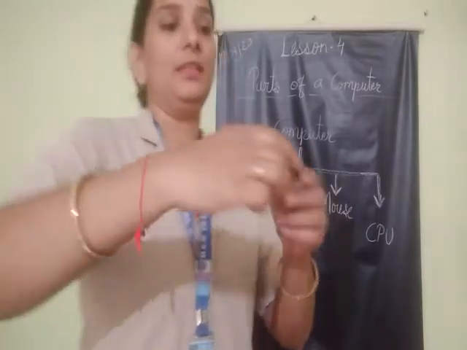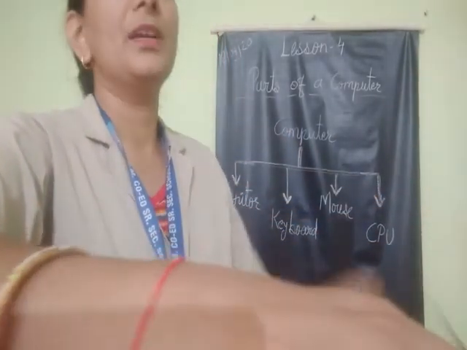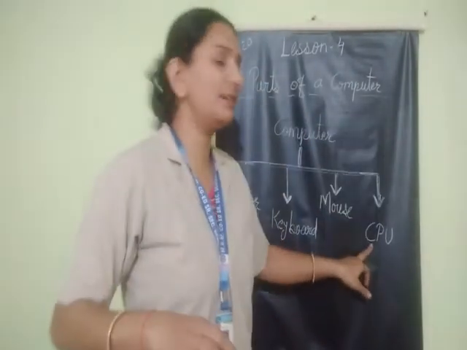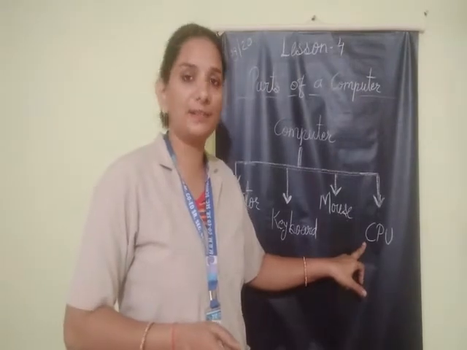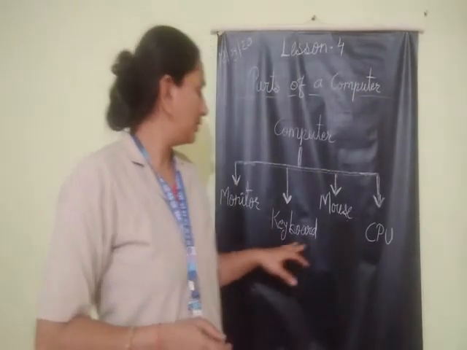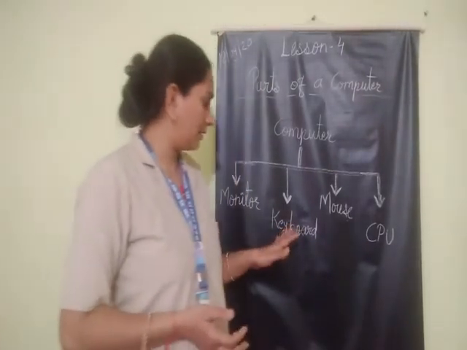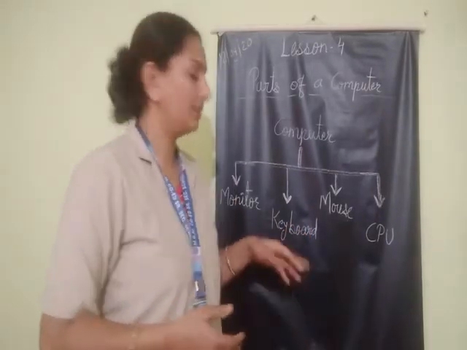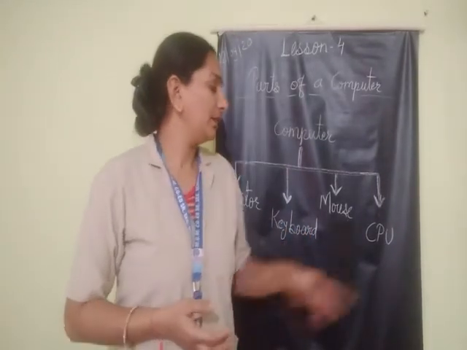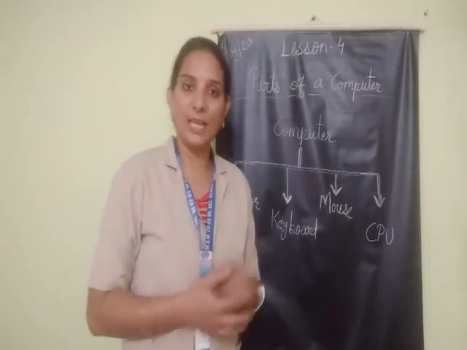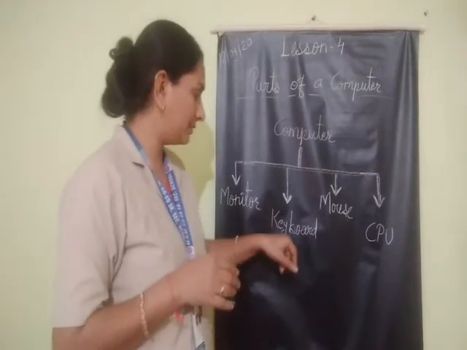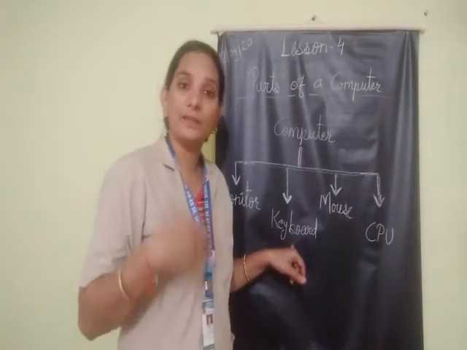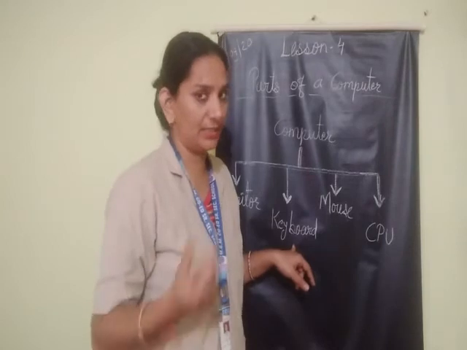Okay children. Now the next is CPU. CPU is the full form of Central Processing Unit. So children, when we enter something by the keyboard, the CPU accepts it. First you understand this first thing: what we enter by the keyboard is called data.